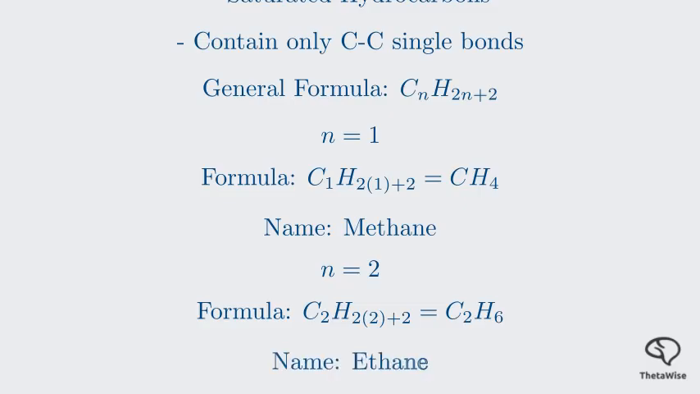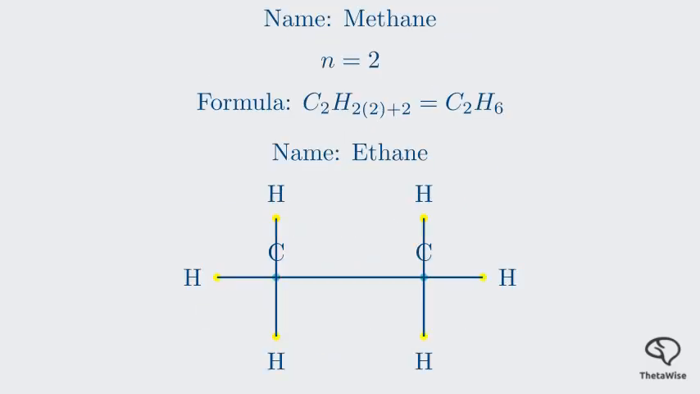This is ethane. Let's draw its structure. You can see each carbon is bonded to 3 hydrogens and 1 carbon, making 4 single bonds in total for each carbon. So just to recap, alkanes are the most basic saturated hydrocarbons, defined by all single bonds and their specific formula. Now, let's explore hydrocarbons that are not saturated.